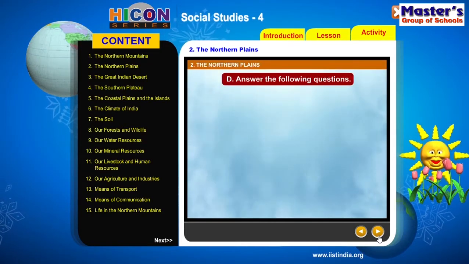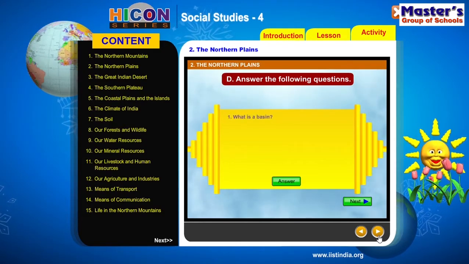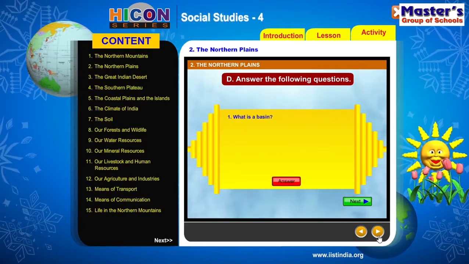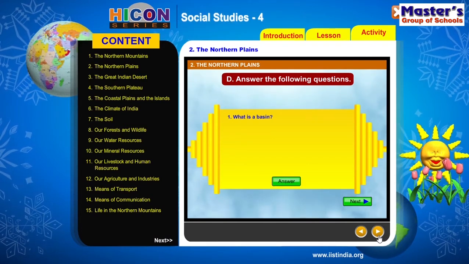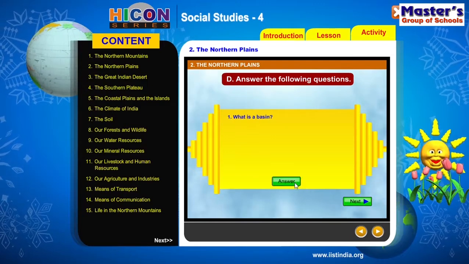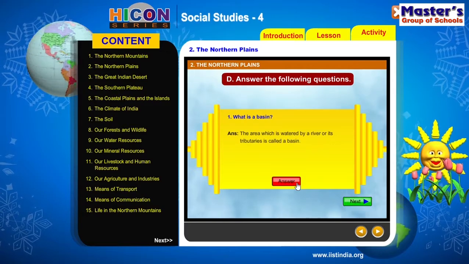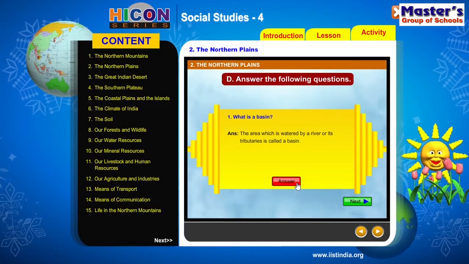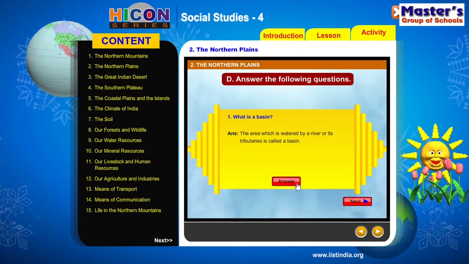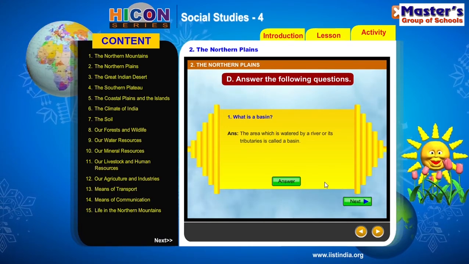Answer the following questions. We have got some questions and answers based on this lesson. So now we will answer them. The first question is, what is a basin? Answer: the area which is watered by a river or its tributaries is called a basin.